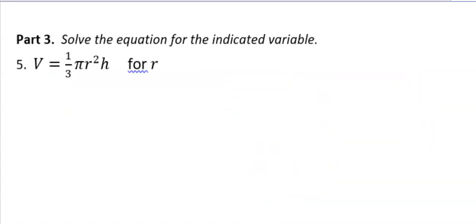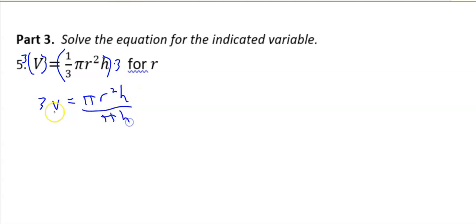Solve this one for r. Just takes a couple steps. You can do this a couple different ways. You could divide by 1/3 h. A lot of students will multiply by 3 first. It just makes sense to multiply by 3 to get rid of that fraction. So you get 3v equals pi r squared h. I guess we divide by pi h now.